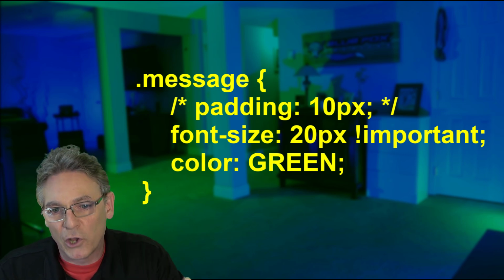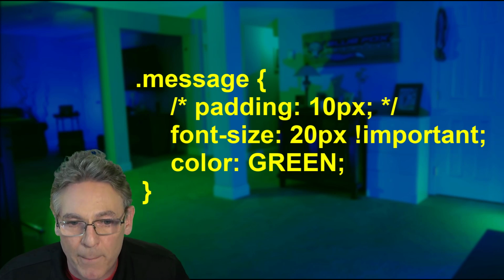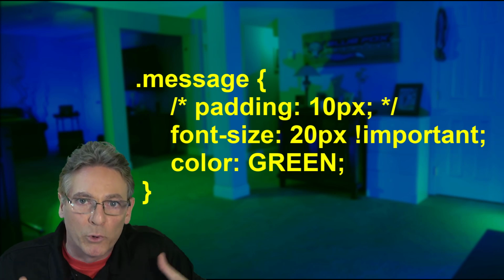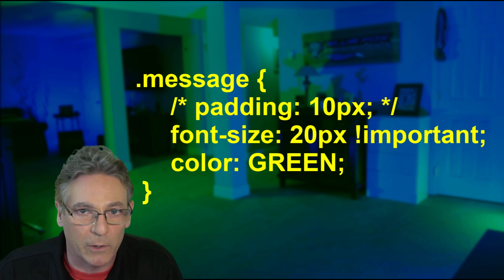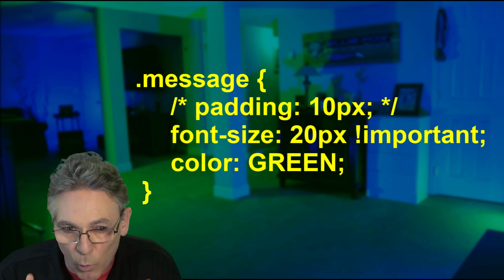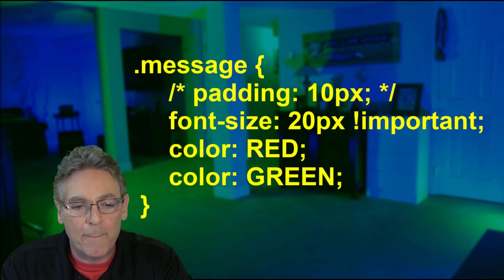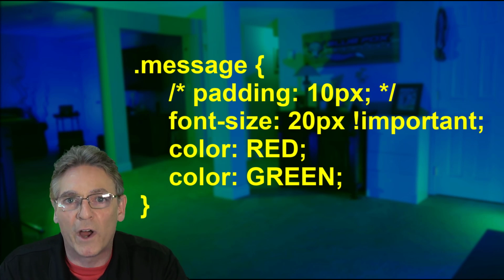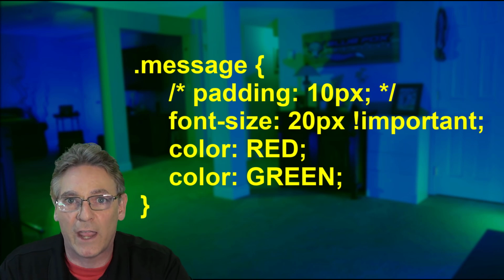Then we have something called exclamation important semicolon. If you add that to the end of a parameter, it will possibly brute force it and make it work if you're having trouble showing the effect for some reason. Sometimes you can add that and it will work. And then finally, if you add 2 parameters that are the same, the question is which one gets read, and what happens is the system will read the one at the bottom. So in this case, the green would be applied to the HTML that has the message class.